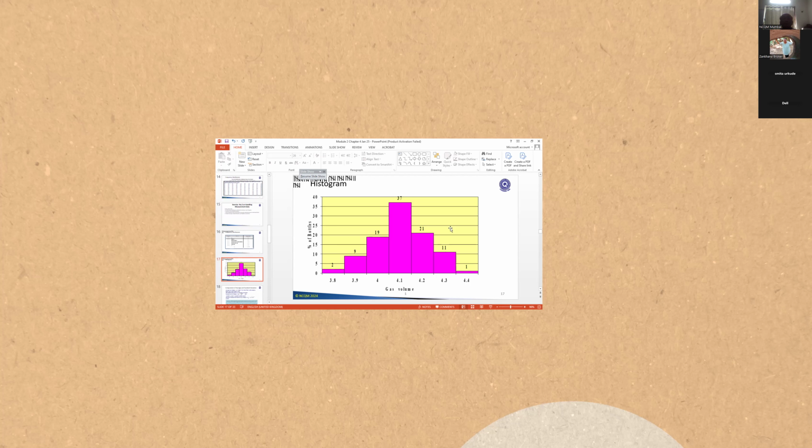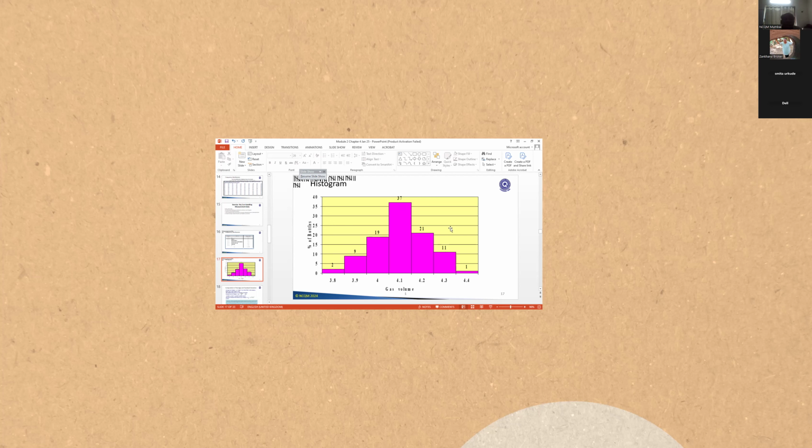Then we have the histogram. The same frequency distribution we saw here is now converted into a bar chart. When you convert the frequency diagram into a bar chart, it becomes a histogram. There is a separate chapter on histograms, on how to construct them. With this example it's very easy: you find the values, 3.8, 3.9, etc.